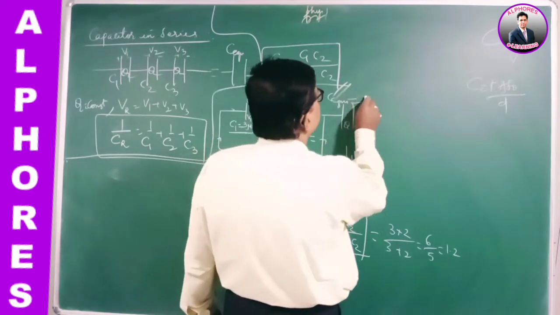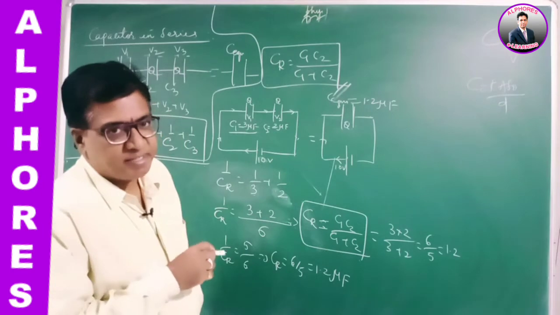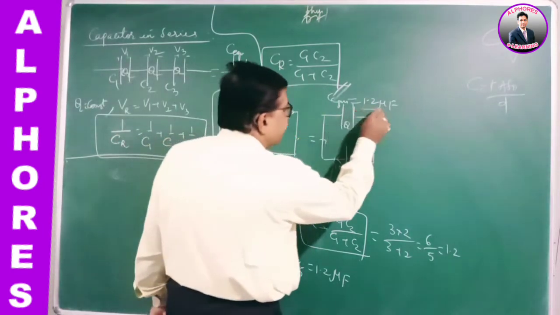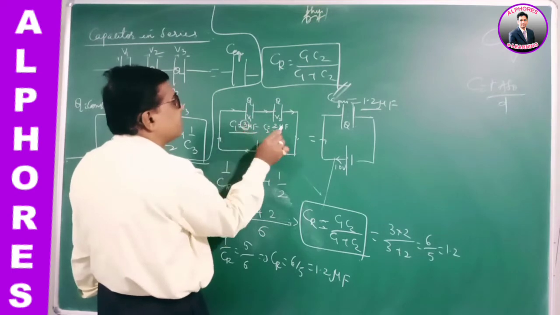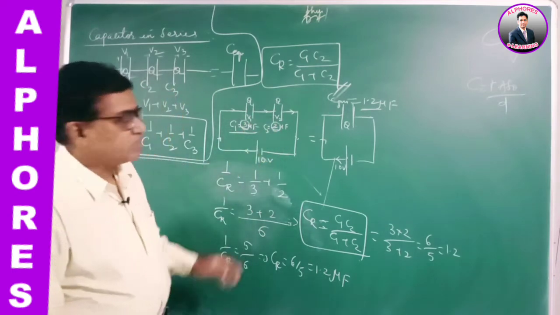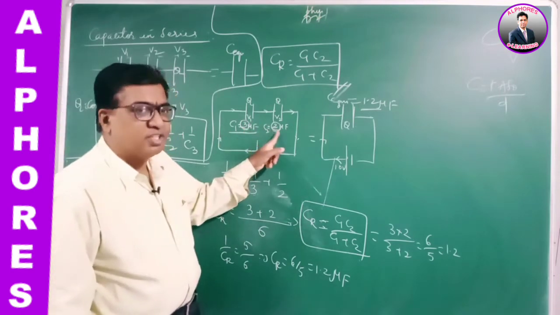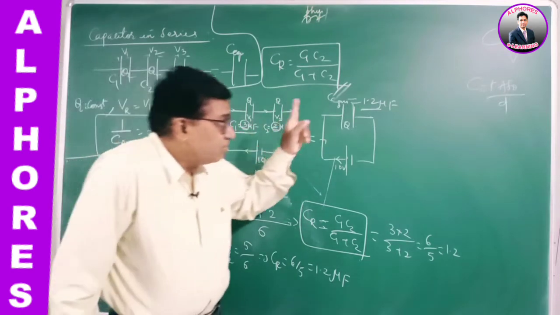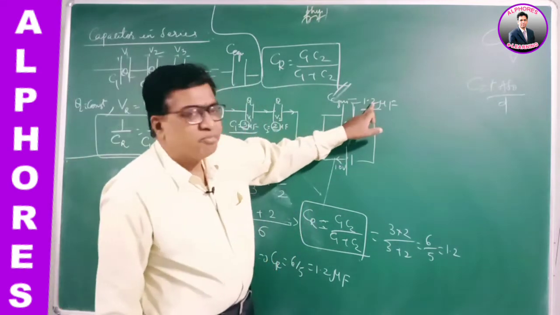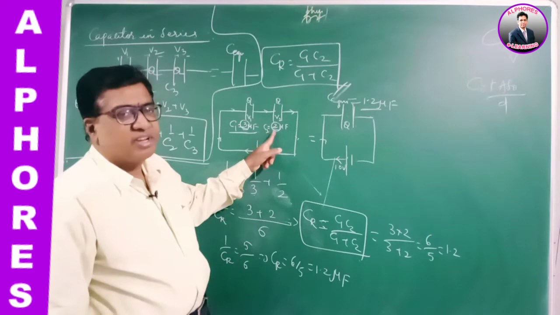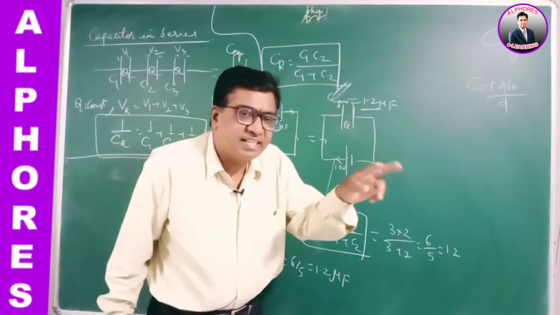So this equivalent capacity is 1.2 microfarad, the resultant capacity. When I check the capacitors which I have used, the first one is 3 microfarad, the other one is 2 microfarad. Out of these two, this is the smaller one, 2, and this is the bigger one, 3. Now the resultant is only 1.2, which is less than the smaller one which I have used. The smaller capacity is only 2, and the resultant is still less than that.